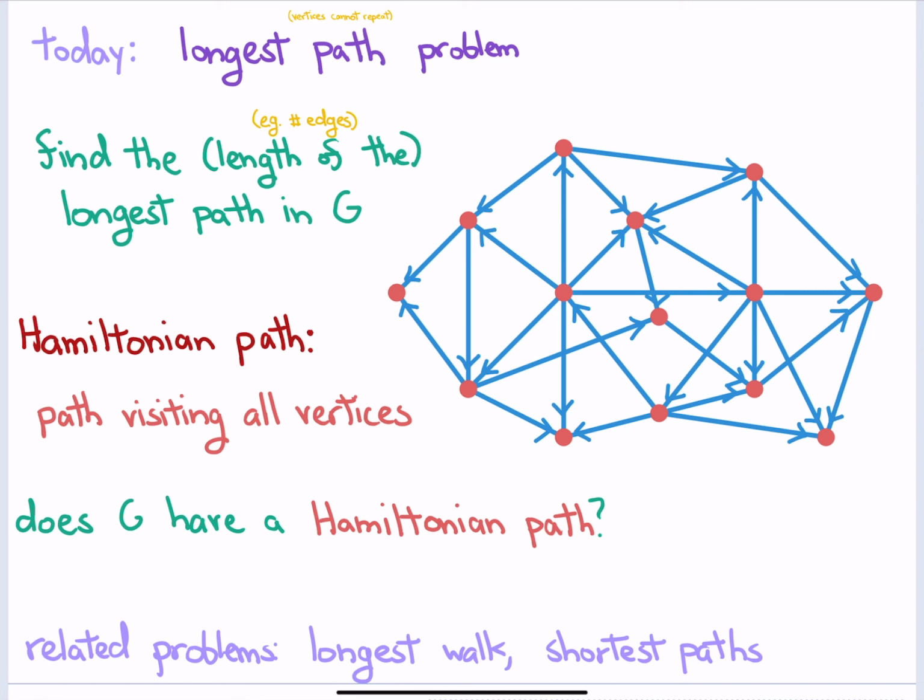Some related problems are what's the longest walk in a graph. I think that might show up on either homework or an MCQ. And shortest path, which we discussed in detail a few weeks ago. So, longest path. All right, for this graph, is there a Hamiltonian path?